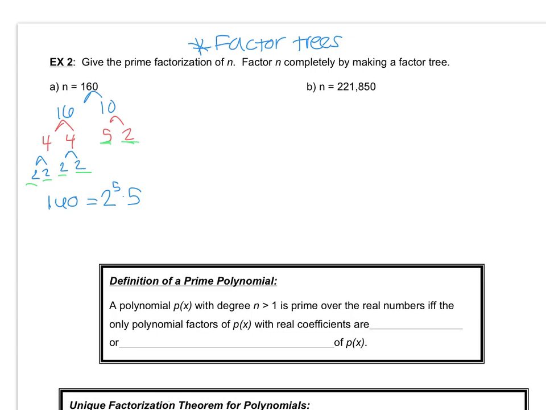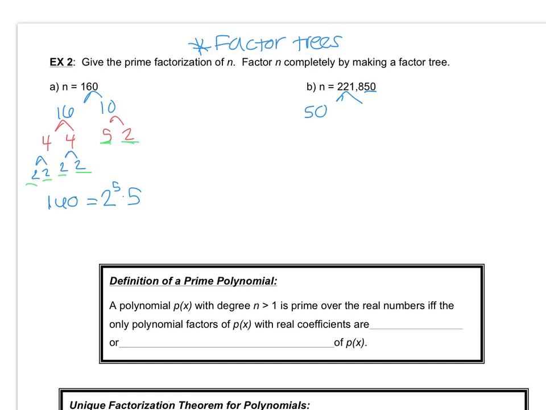All right, so if we look at example B, it's a little more robust. Instead of a simple number like 160, we see a large number where there might not be as many obvious factors. To start breaking it down, I would look at the end of the number. If it ends in a 50, it's obviously divisible by 50, so I would go ahead and try that first. So we know that this number is going to be 50 times something else.